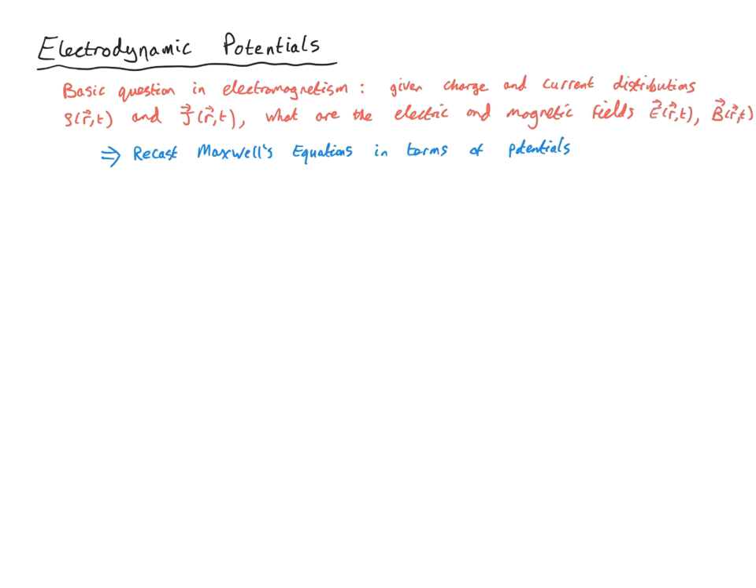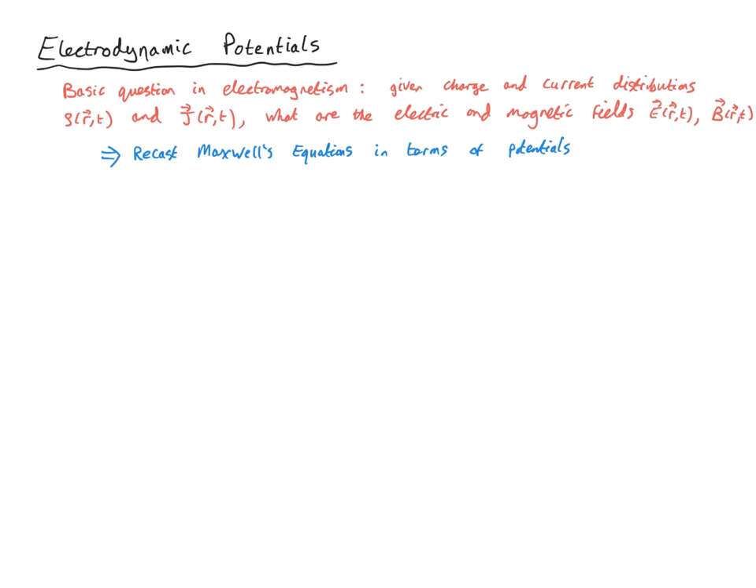Of course, we know the answer to this. The answer is through Maxwell's equations. Maxwell's equations tell us how the source fields ρ and j are related to the electric and magnetic fields E and B. However, as we'll see in this lecture, there's a much more powerful formulation involving potentials.